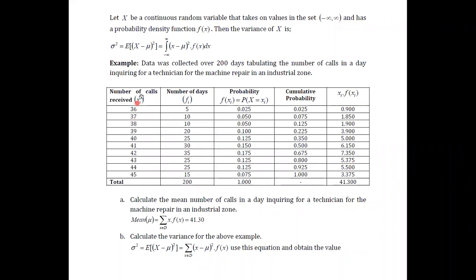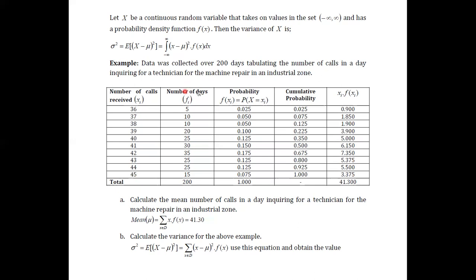Here we can see the data given as the number of calls received, and this is what you are observing. Therefore, this can be considered as the variable. Our variable is the number of calls received. It starts from 36 and goes to 45: the minimum was 36 and the maximum was 45 per day.